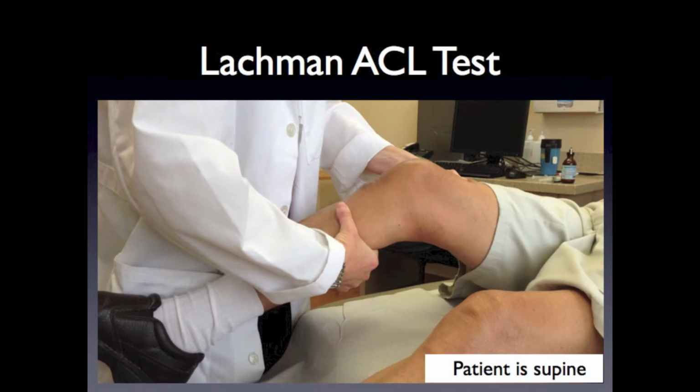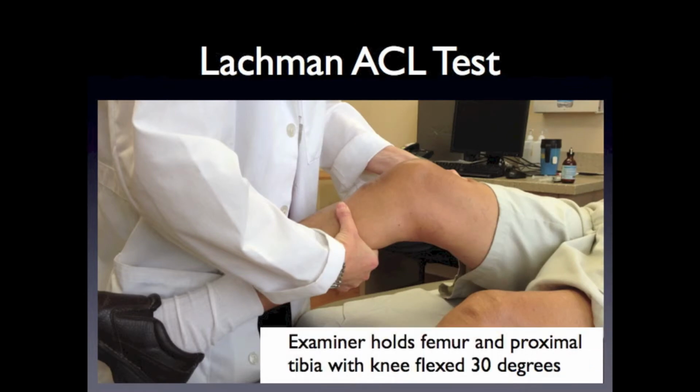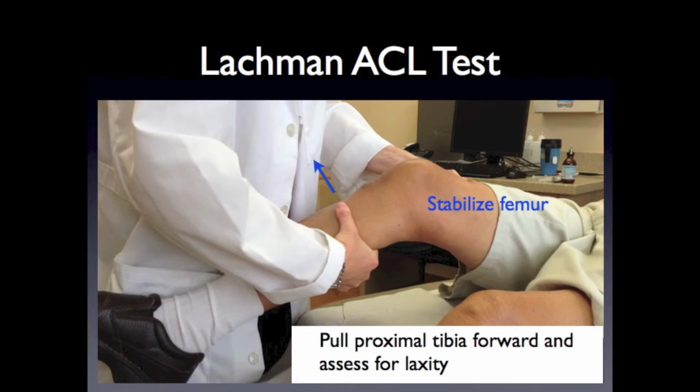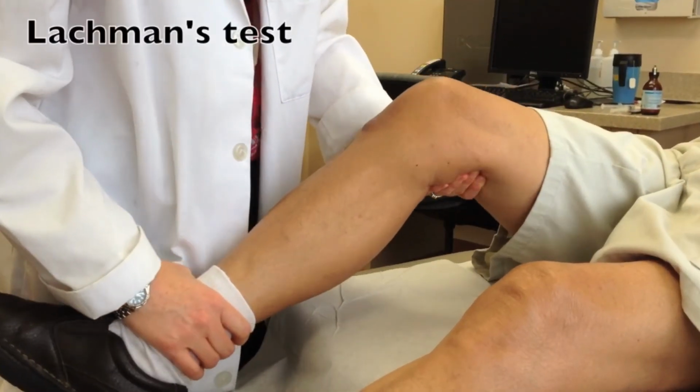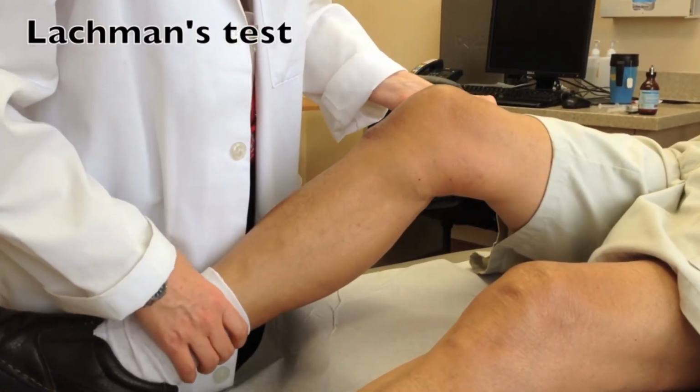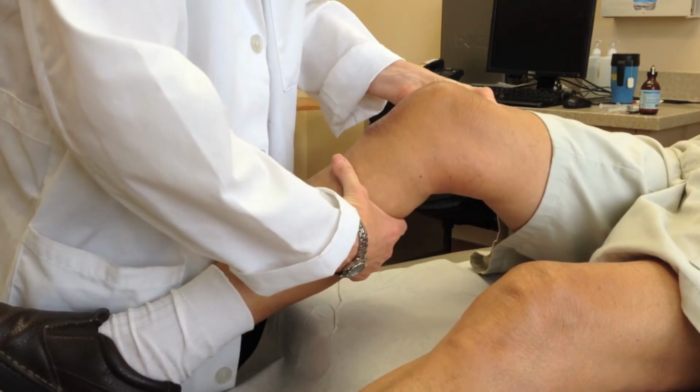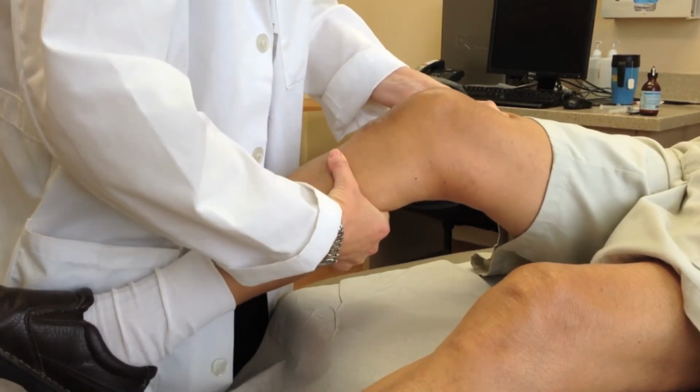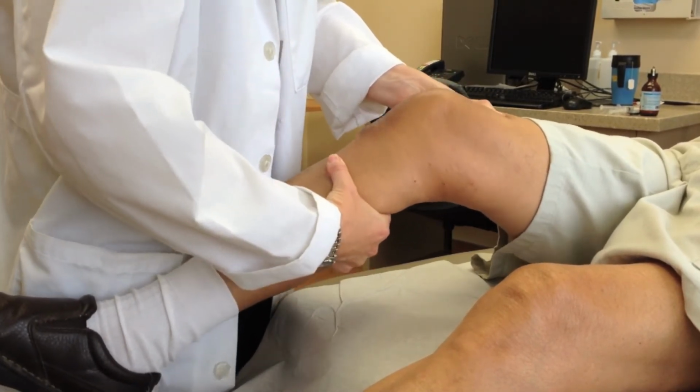To perform the Lachman test, the patient is supine. With one hand you stabilize the femur, and with the other hand hold the proximal tibia with the knee at 30 degrees. Pull the proximal tibia forward to assess for laxity. The ACL should have a good endpoint where the tibia is not allowed to translate further anteriorly. The knee is flexed at 30 degrees. Stabilize the femur and pull the tibia anteriorly, feeling for an endpoint.